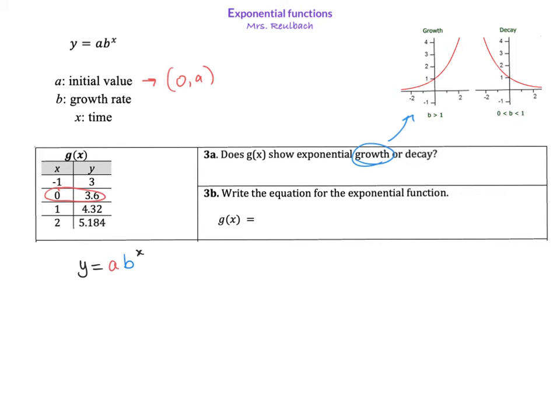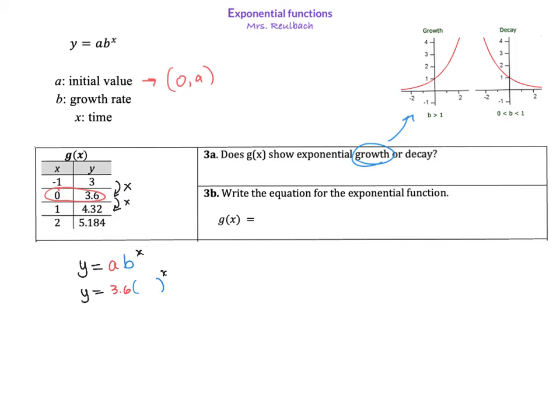And (0, a) is right here. Since y equals a b to the x and you already have your start value, your start value is 3.6. And you just need to find your b, which is your growth rate in this case. So how do we find the growth rate? We know that it is some number multiplied by 3 to give us 3.6, and some number multiplied by 3.6 gives us 4.32. And you're working down the table. That can be a little difficult to do.